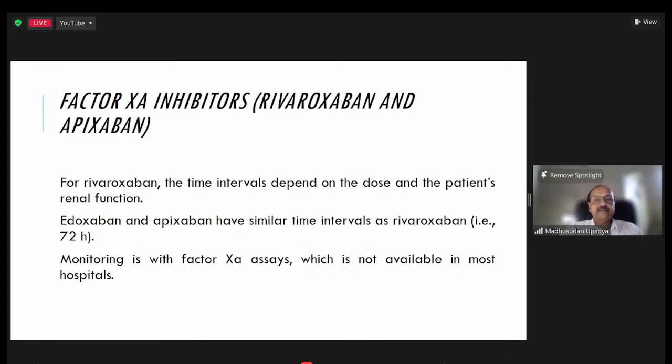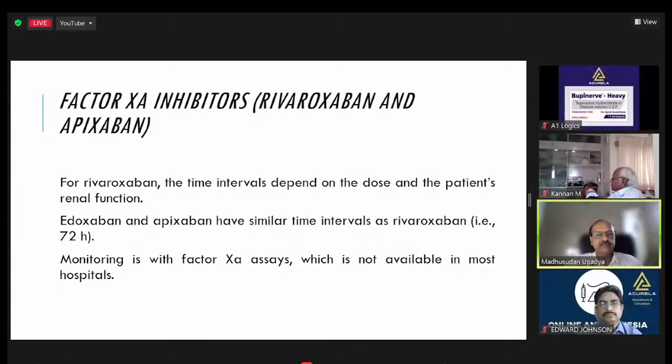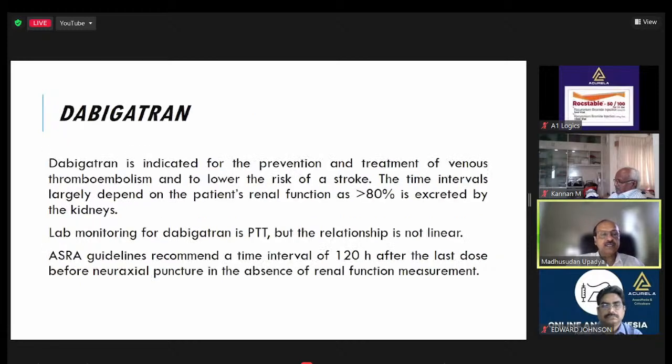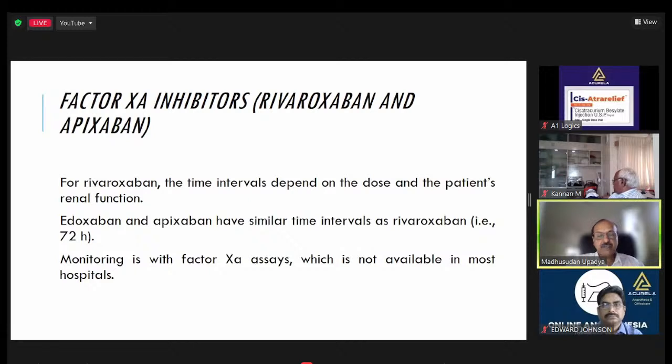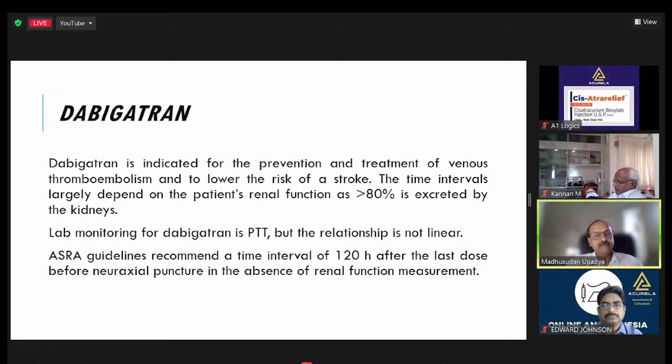The factor 10A inhibitors, rivaroxaban and apixaban, are used in plenty right now. For rivaroxaban, the time intervals depend on the dose and the patient's renal function. Rivaroxaban and apixaban have similar time intervals, about 72 hours. And you have to monitor with factor 10A assays. Unfortunately, most institutions don't have the factor 10A assays. Therefore, it is safe to wait till the drug gets metabolized and is out of the body, at least beyond 72 hours after rivaroxaban.